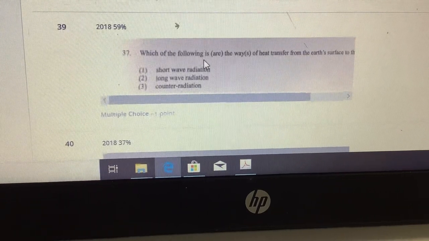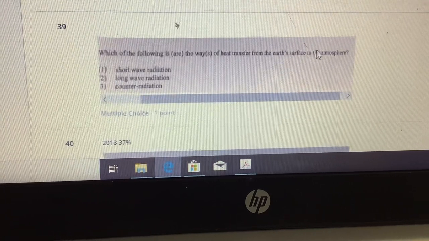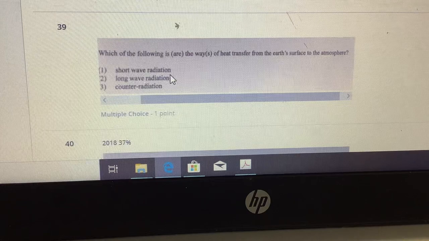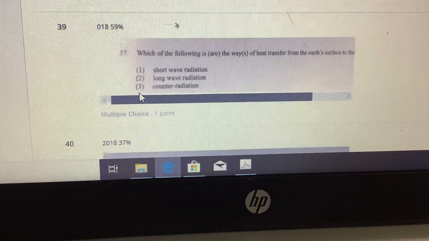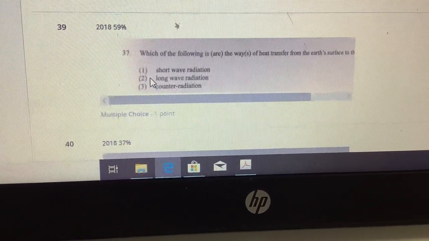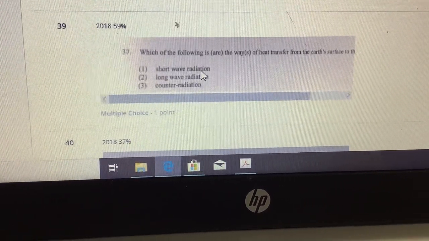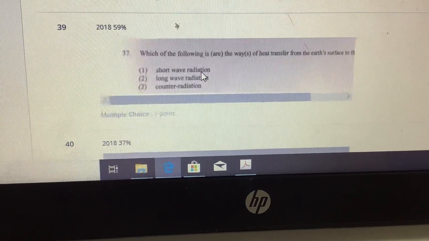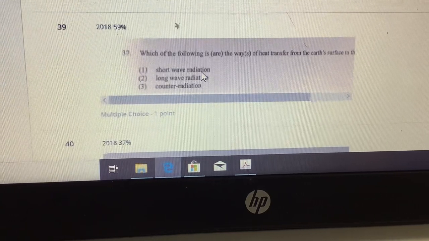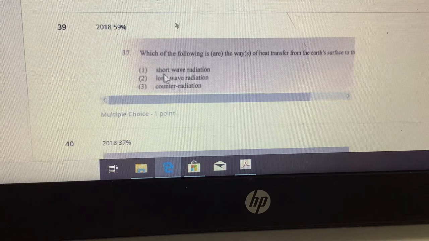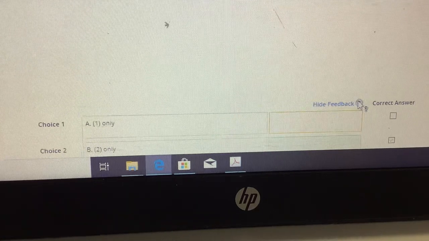Okay, which of the following are the rates of the heat transfer from the Earth's surface to the atmosphere? One of them is definitely wrong. Okay, for this question, don't try to pick the all of the above. Don't pick 1 and 2 and 3. One of them is definitely wrong, which is short wave radiation. What is short wave radiation? It's from the sun. Short wave radiation is coming from the sun, which is having very strong energy, so strong that you can see the light. Okay, so number one is wrong and number 2 and 3 are right. So the answer should be number 2 and 3, I haven't forgotten, number 2 only.